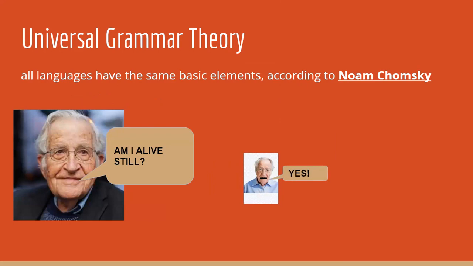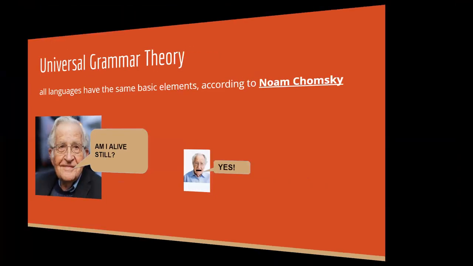He might not be alive when you watch this, but maybe. I don't know. But anyways, this guy, you got to know that he said that he came up with the universal grammar theory, that all languages have the same basic elements. So it doesn't matter what language you speak, it's going to kind of be the same. So we're going to talk about a contrasting viewpoint in a minute.